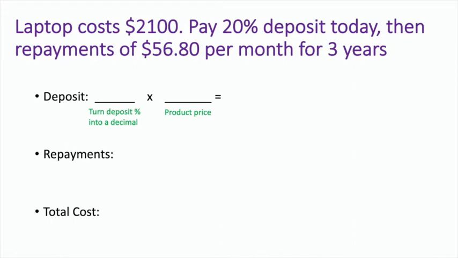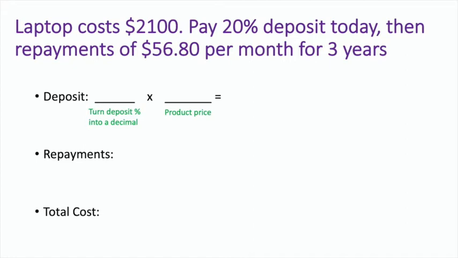To work out the deposit amount, you have to turn the percentage of the deposit into a decimal. So this is a 20% deposit. You've got to turn 20% to a decimal. If you aren't sure how to do that, you just divide it by 100. So whatever the percentage is, put it in your calculator, divide it by 100, that turns it to a decimal.